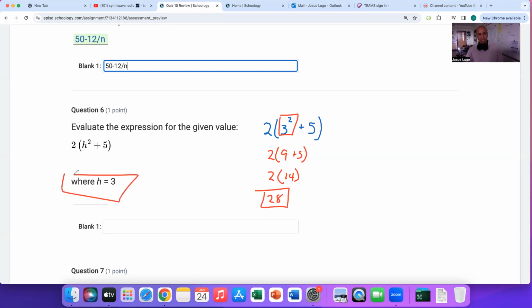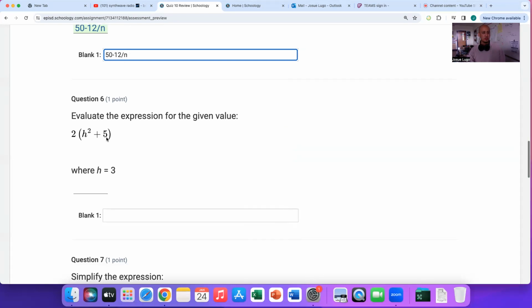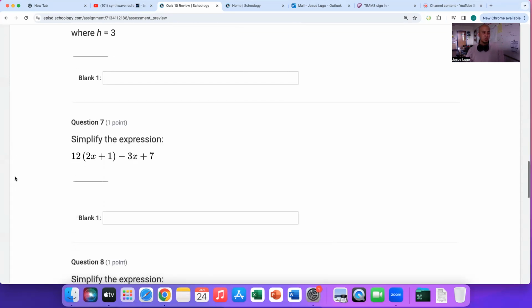So again, if they give you the value for the variable, then just apply that, substitute all the variables with that given value, and then just use PEMDAS again. Just use PEMDAS. Moving on, ladies and gentlemen, to question number 7.